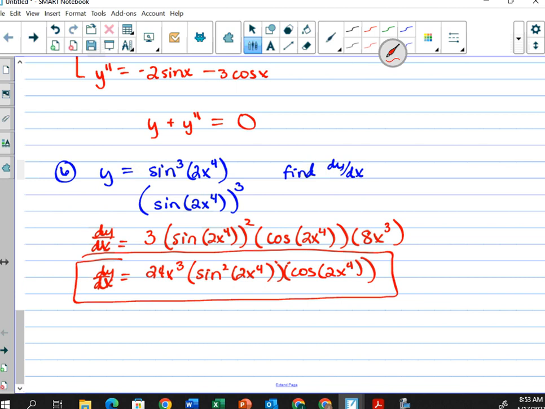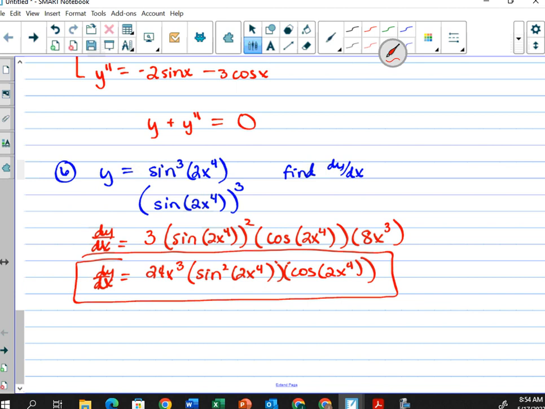What's the derivative of 2x to the 4th? Is it the double chain rule? I mean, it's just the chain rule. You must do every chain of your chain rule. A lot of chain rules.